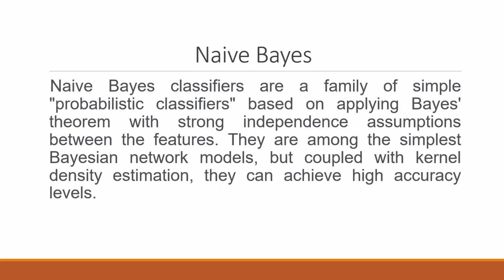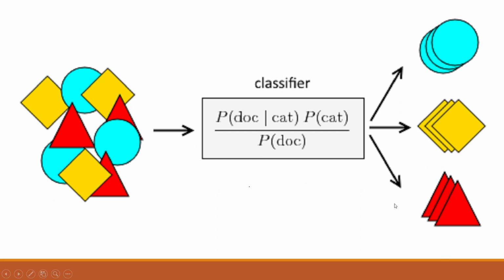Today we are going to understand how to do cross-validation using Naive Bayes in RapidMiner. Naive Bayes classifiers are a family of simple probabilistic classifiers based on applying Bayes' theorem with strong independence assumptions between the features. They are among the simplest Bayesian network models, but coupled with kernel density estimation they can achieve high accuracy levels. You can see here how the Naive Bayes classification has been used.